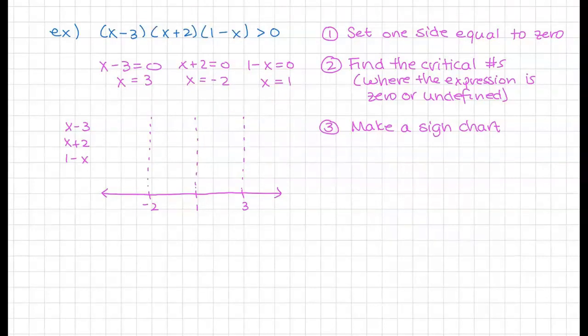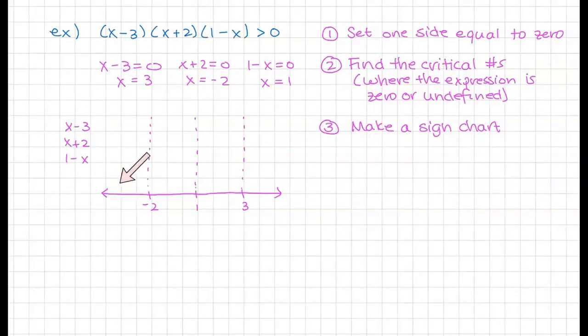So the way you do that is look at one factor at a time. As long as you have factored it correctly and you have found your critical numbers correctly, then each one of these factors is either always positive or always negative in each interval. That's the nice thing about doing this. So let's look at the first one, x minus 3. You can do it one of 3 ways. One way is just think about it conceptually.